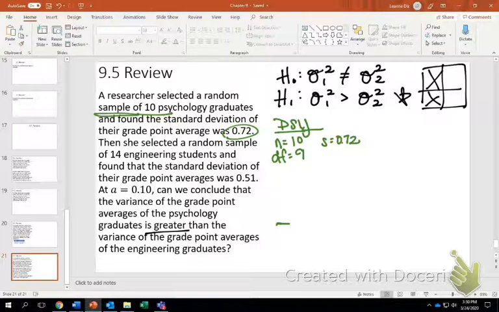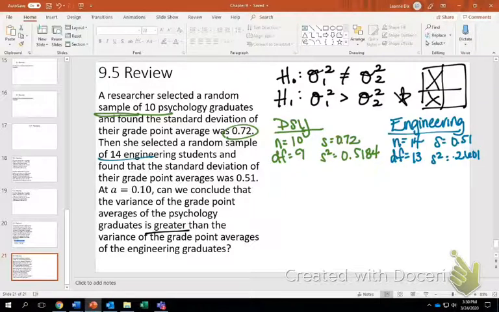Which is great, except I don't want to use the standard deviation. I actually want to use the variance. So when you have standard deviation, just go ahead and square it so you can get what you actually need to plug in. So I'm going to do that, and now I'm going to do the same thing with my engineering students. All right, so I wrote all my pieces of information. I can easily see from here that the psychology department has the larger variance, and so that's going to end up being my numerator.